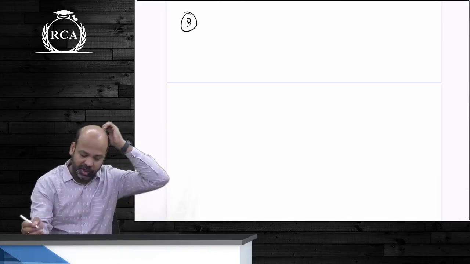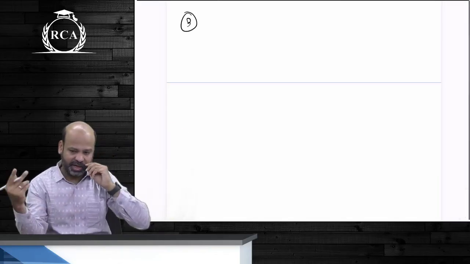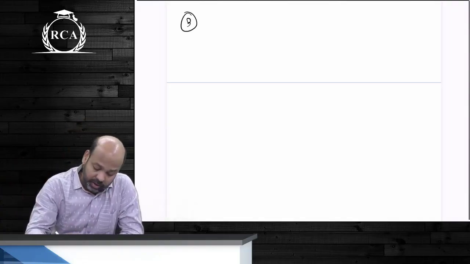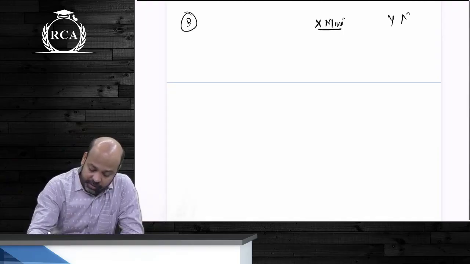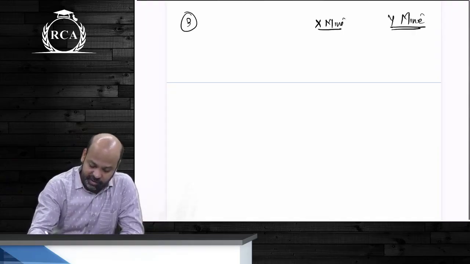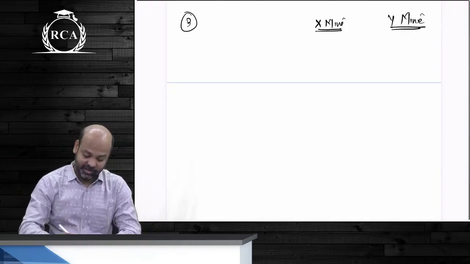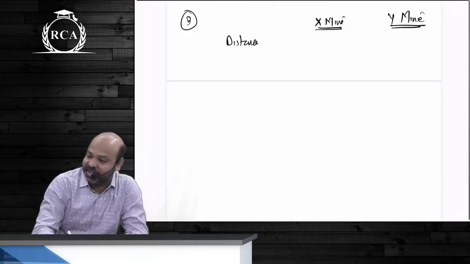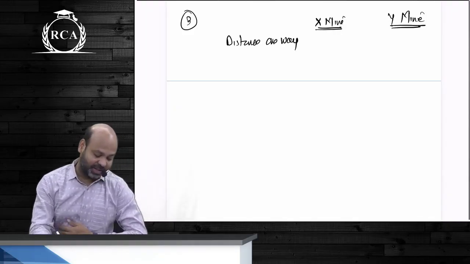So the first thing that we will compute, beta, is distance traveled. I already told you guys that you can either compute it for 10 trips, you can do it per trip, you can do it for 100 trips. Are we clear? So this is for X mine and this is for Y. What is the distance one way, guys? Distance one way kitna hai? X.